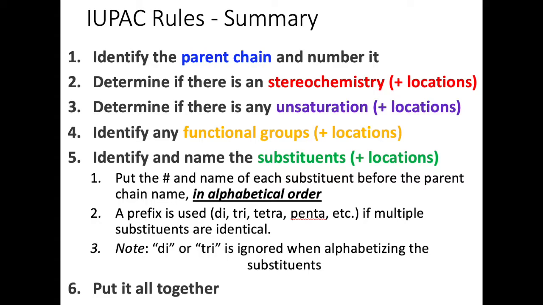and then again, where are those located? The fourth is to identify any functional groups that you have and the locations of those. And fifth, we are going to identify and name the substituents that are on the molecule and their locations. And finally, after we put our di, tri, tetra prefixes in and put them in alphabetical order and put them before the parent name, we put it all together in that last step.